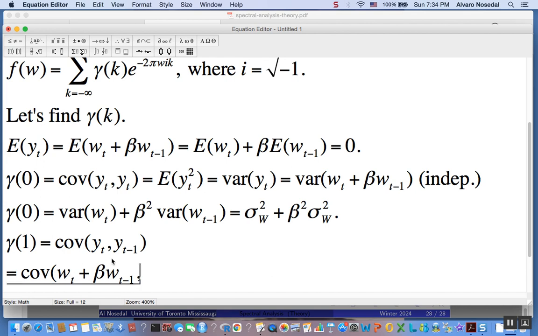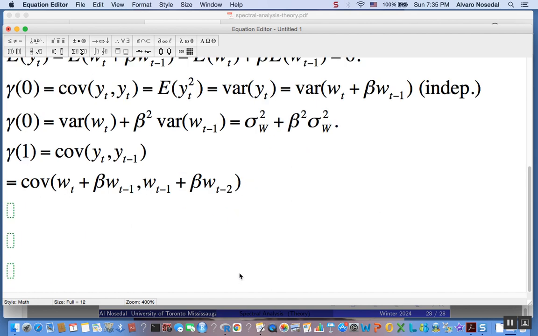Now let me do the same with t minus 1. So let me copy paste this, and then I'm going to modify that accordingly. So we would have t minus 1 here, and we would have t minus 2 here. Agreed? Okay. So, bear in mind again that by assumption the w's are IID, independent and identically distributed. So let me use the independence.